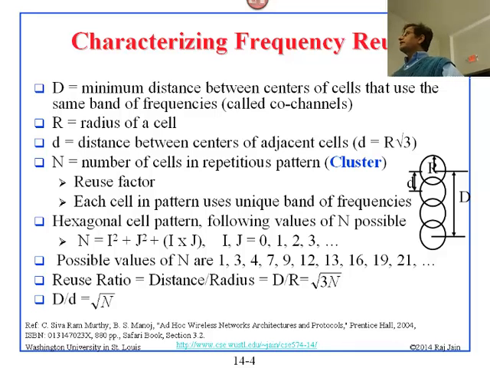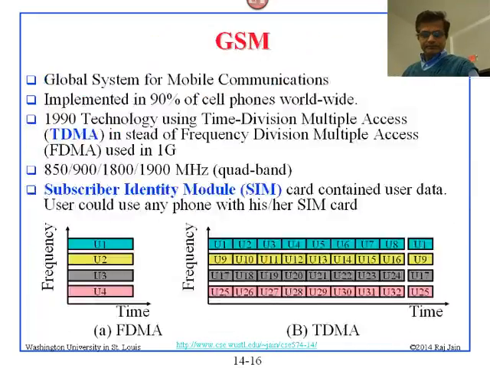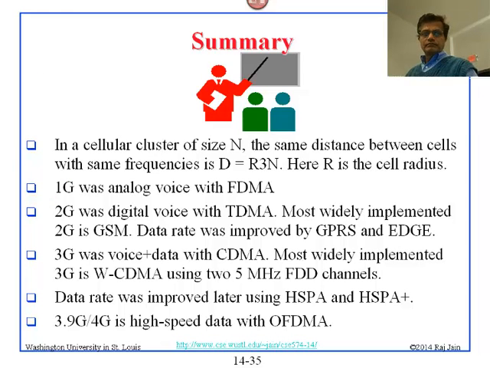D upon R is called reuse ratio because, suppose the radius is 1 kilometer and you are going to reuse at 7 kilometers, you really extend it by 7, and so this has a name called reuse ratio. D upon R. And so back to this, D upon R is simply square root of 3N.